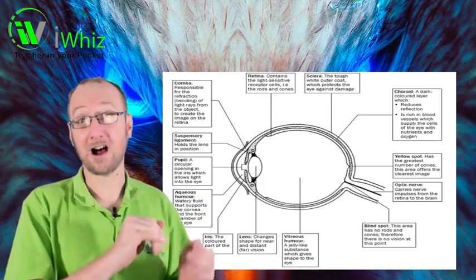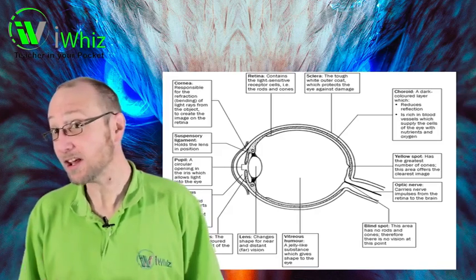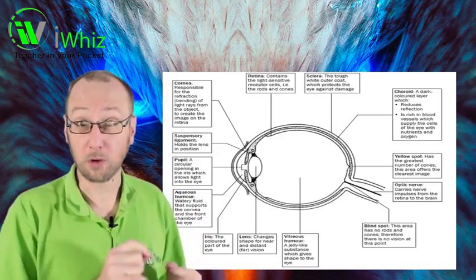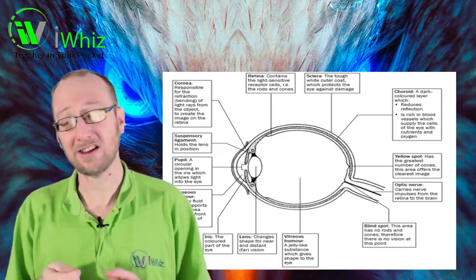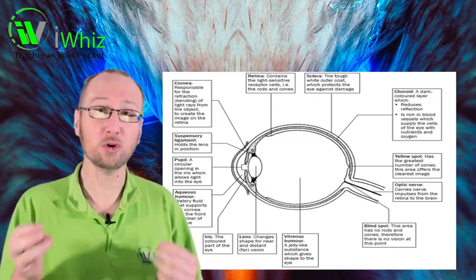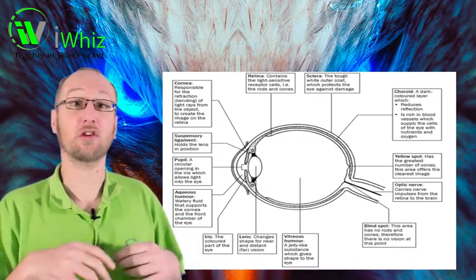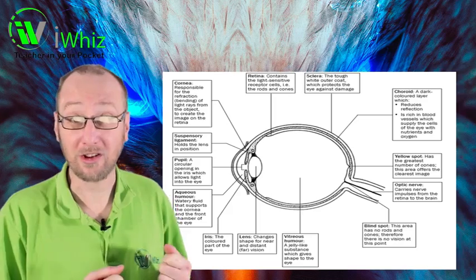We then have the iris. The iris is the colored part of your eye, and it's essentially a muscle. The hole in the iris, known as the pupil, gets bigger or smaller to allow more or less light into the eye, depending on the conditions, whether it's bright or darker. Then we have the pupil, which is the circular hole, which is surrounded by the iris, as I've already explained.